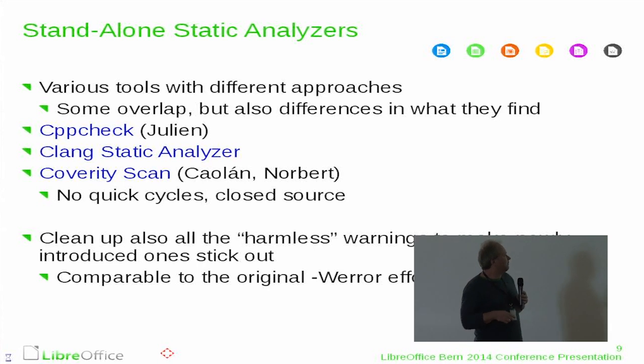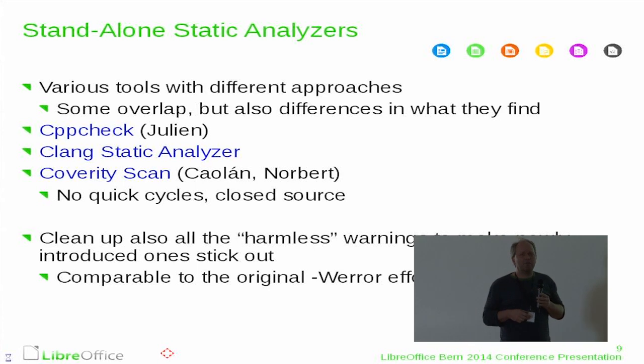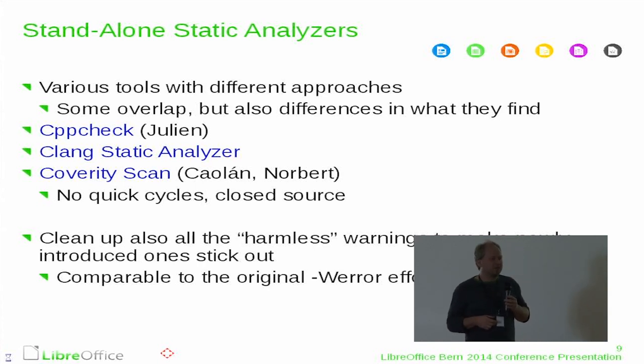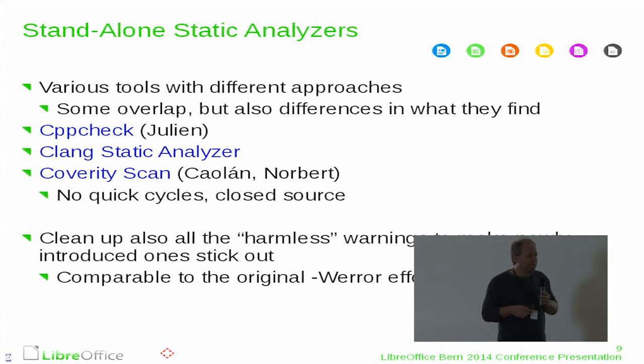And for example, for Coverity, as Caolán told earlier, we have now a state where we have very few remaining old warnings. So we can start to use it now. There's also the cppcheck. Julien Nabet regularly produces patches that fix things in there. There's a Clang static analyzer. I personally never looked into that, but it's also useful.